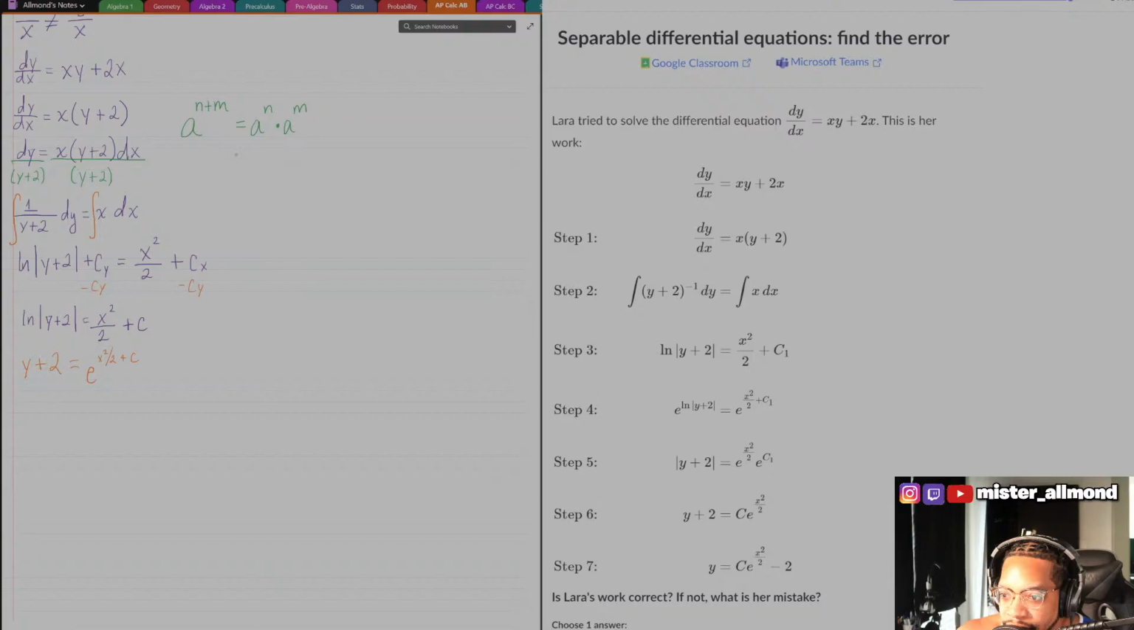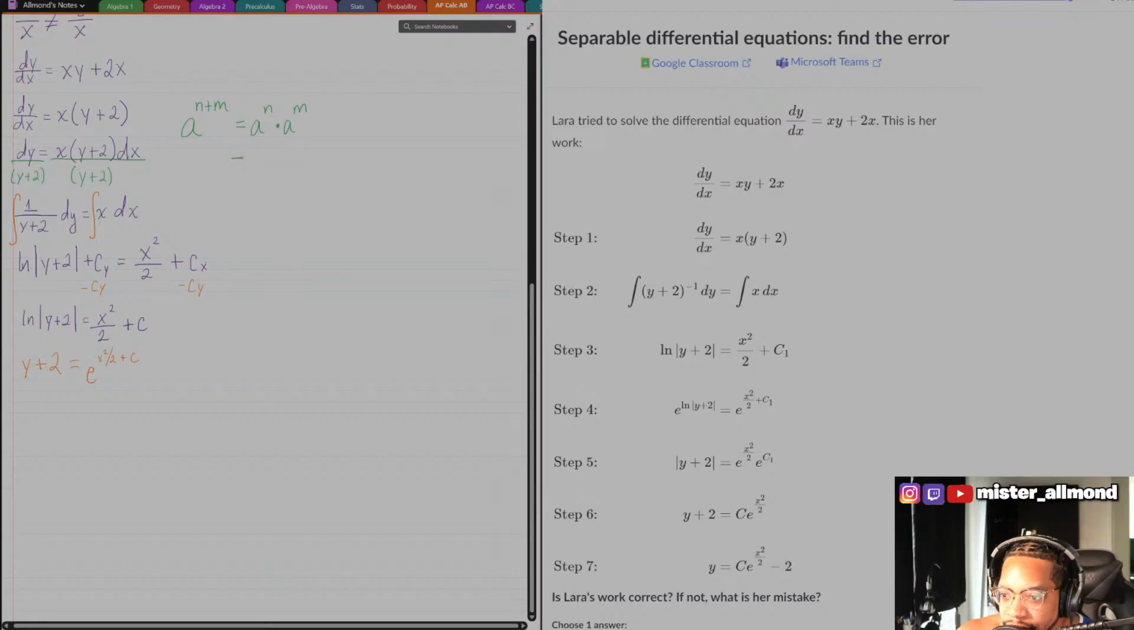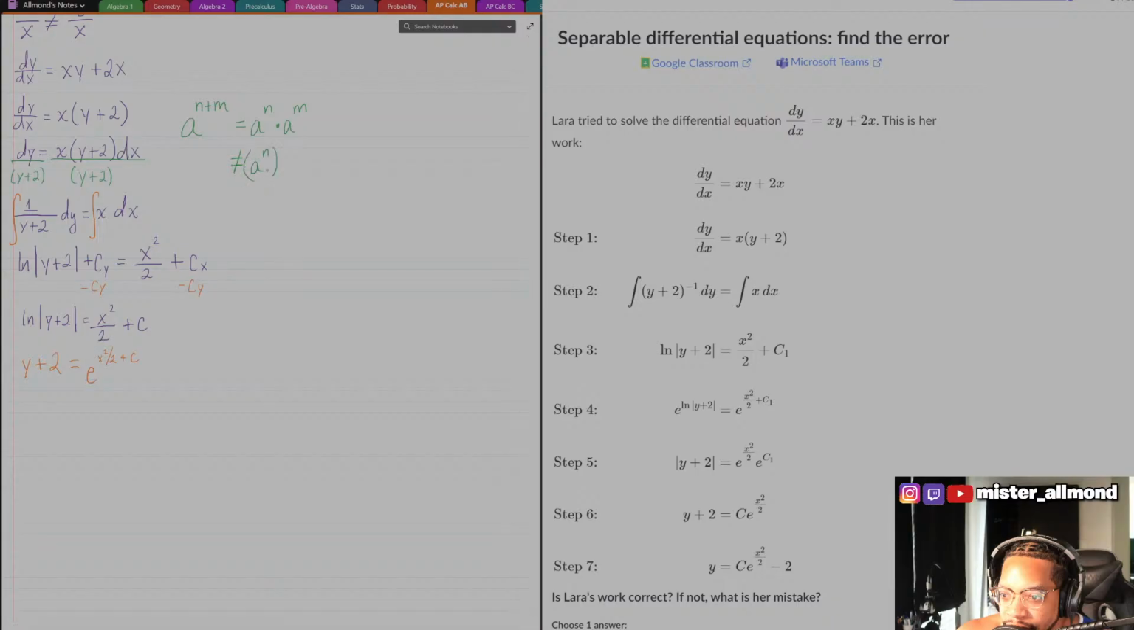Not to be confused with this right here. I know I'm only writing this because I've seen a lot of people do it. I've seen this mistake far too many times. Those are not the same thing. So I'm about to use that property, so that's why I brought that up.